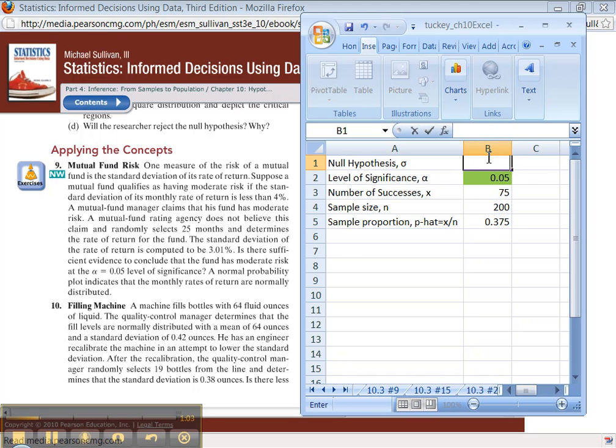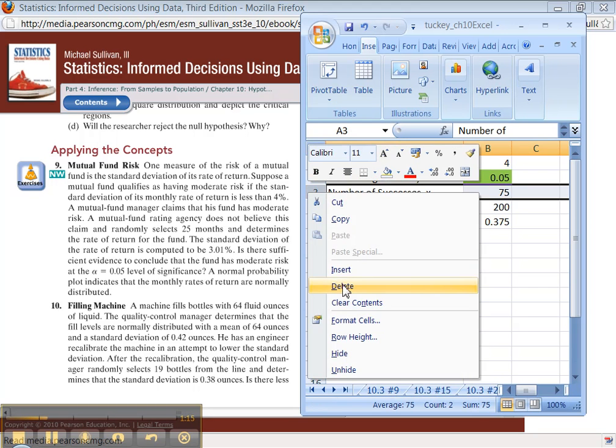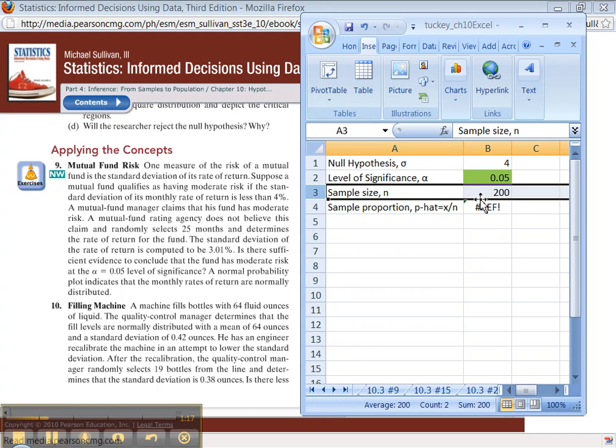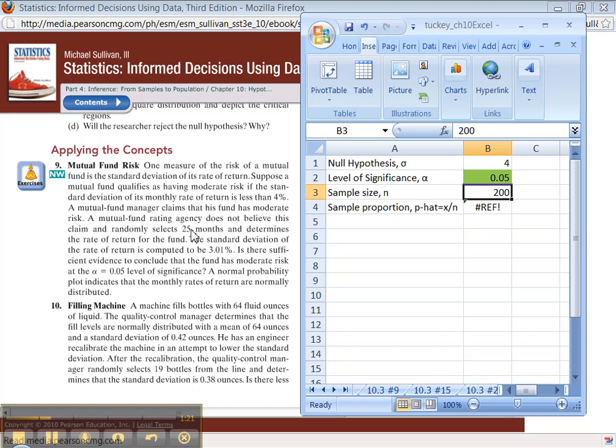So we need 0.04, right? 4%. We could just do 4. How about that? We'll make everything whole numbers. So 4%. Alpha is 0.05. There it is. Now we don't need this, but we do need sample size. So let me delete number of successes. That was from that. Sample size is N, which is 25 months. So we're looking at 25.